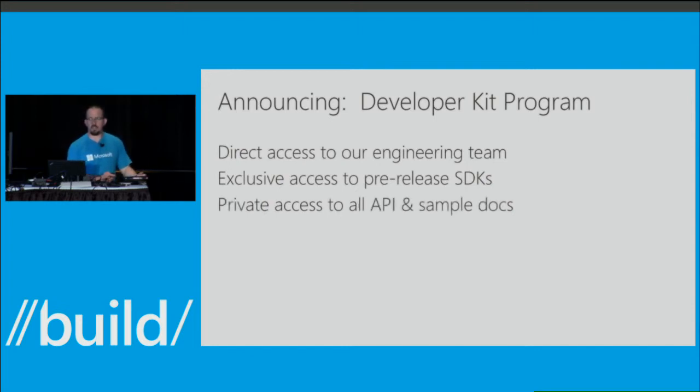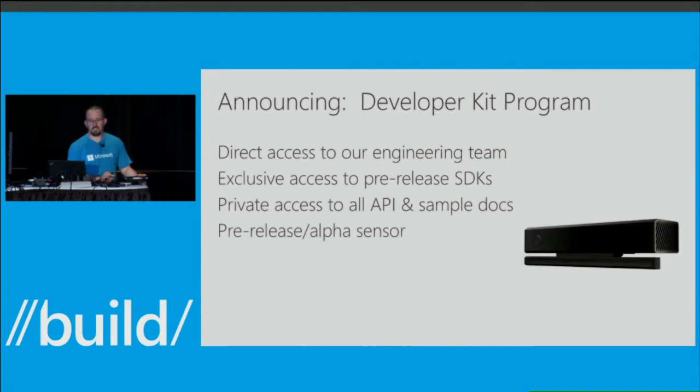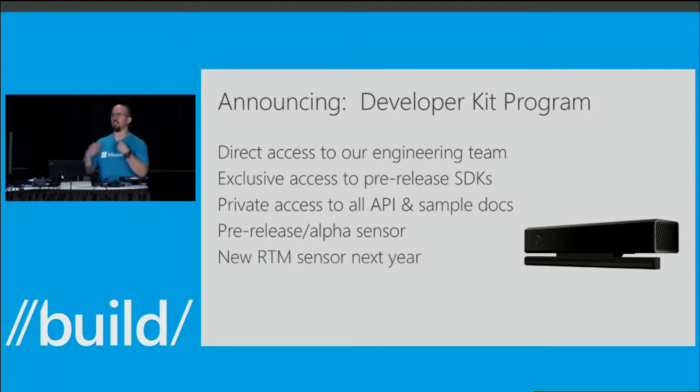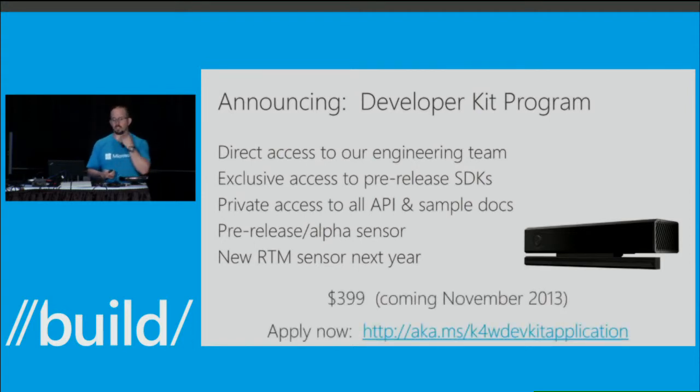Private access to all the APIs and sample documents. You also, if you're part of this program, get a pre-release alpha sensor. And then when we RTM next year, you get a new RTM sensor sent to you as well. So we're going to launch this program. It's going to start in November. The program fee is $399.